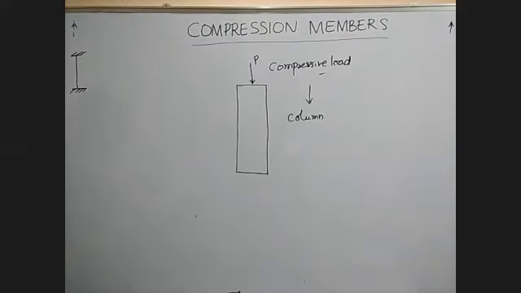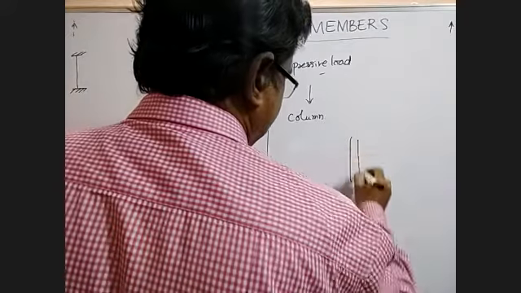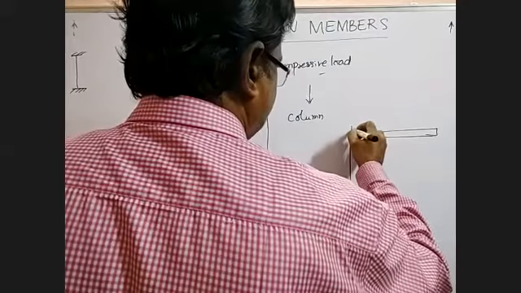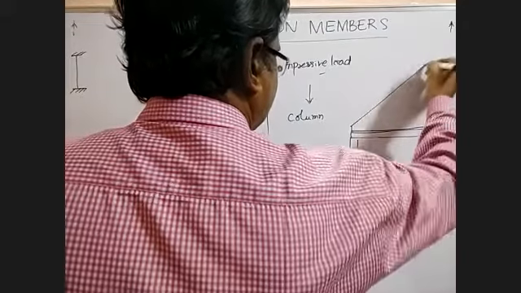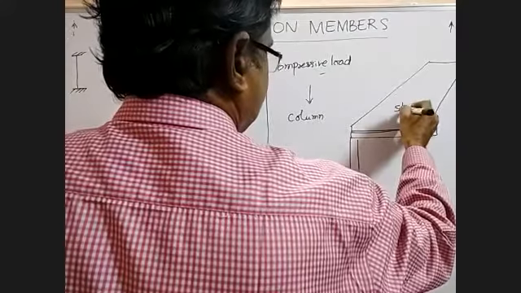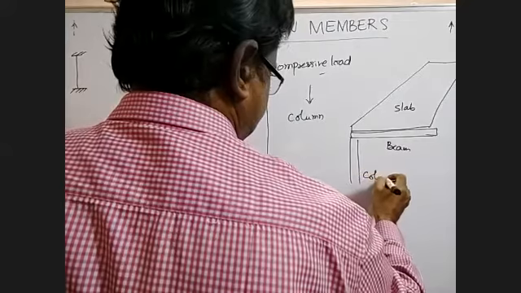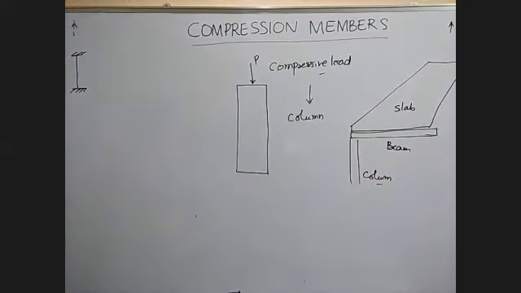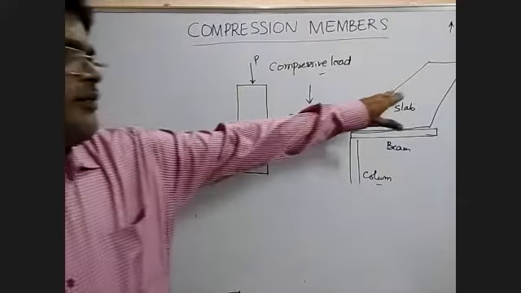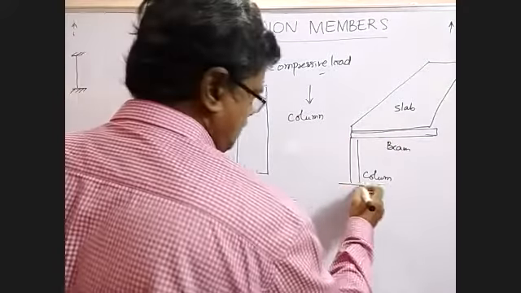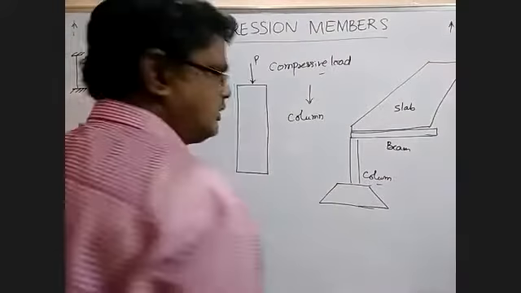And this column is to transfer the load. You have a column here, you have a beam here, and over this you have a slab. This is slab, this is beam, this is column. The slab load will be transferred to the beam, and beam to the column, and column to the foundation. The next unit you have foundation, footing, design of footing.